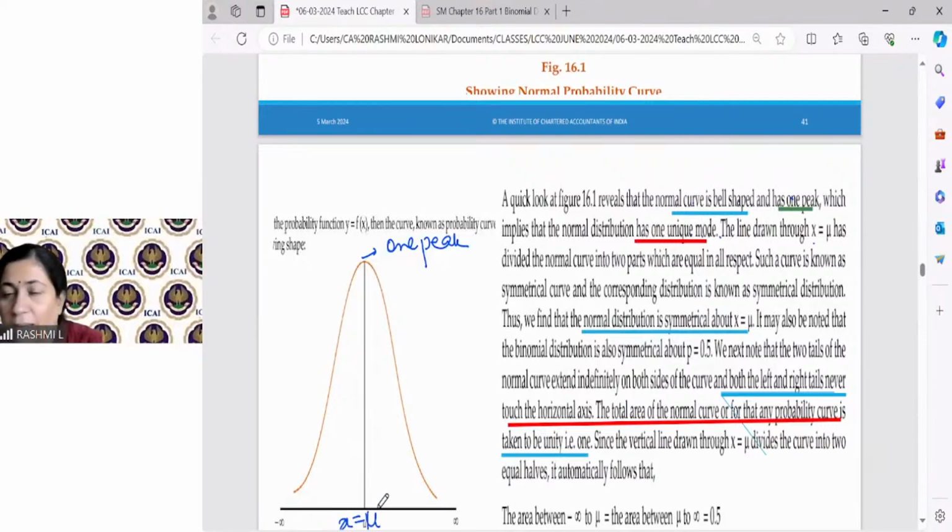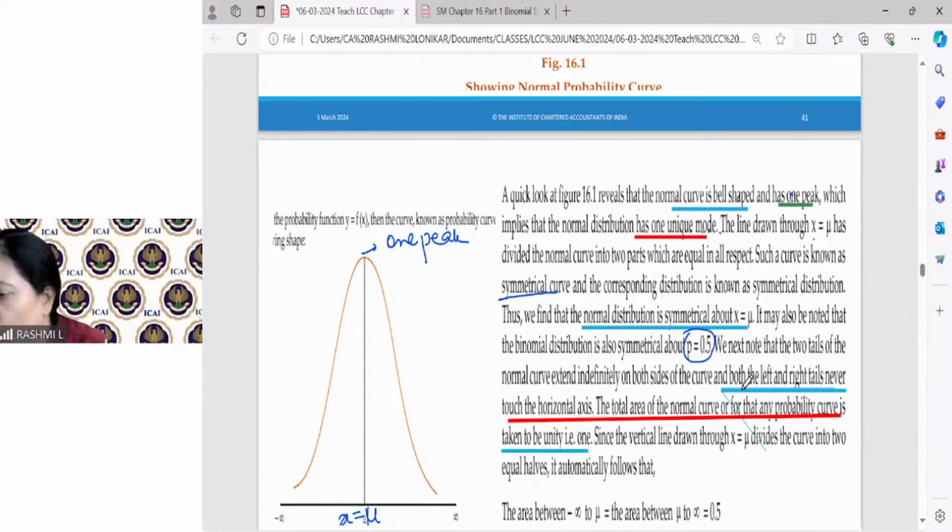Okay. जो लाइन है हमारी, जो लाइन ऑफ सिमेट्री है, वो कहाँ है? मीन पे है. Okay. Such a curve is known as symmetrical curve, and the corresponding distribution is known as a symmetrical distribution. We find that a normal distribution is symmetrical about x is equal to mu. It may be noted that the binomial distribution is also symmetrical, but कब symmetrical होता है? जब मेरी P या Q जो है 0.5 होता है, तो मेरा बाइनोमियल भी सिमेट्रिक होता है.